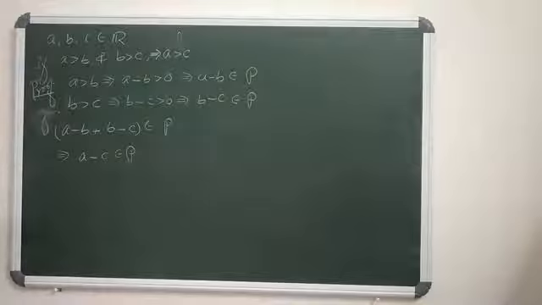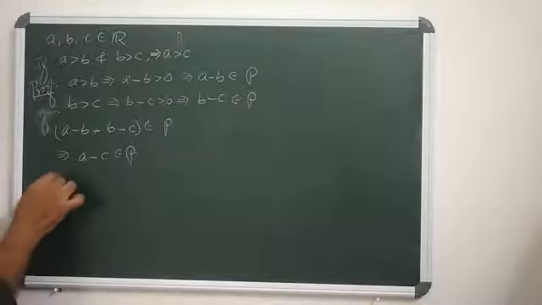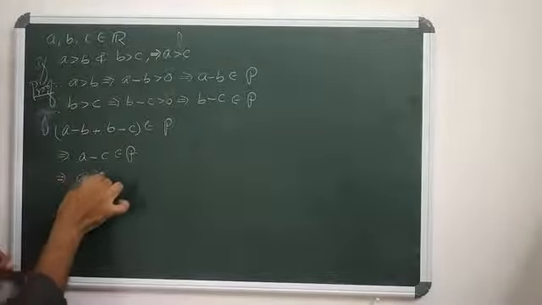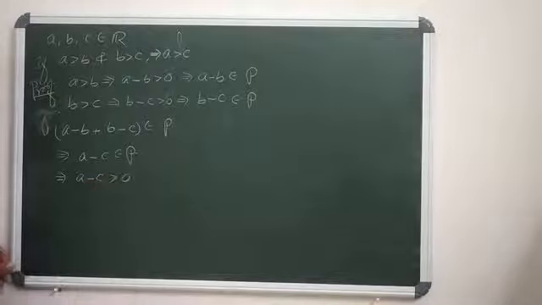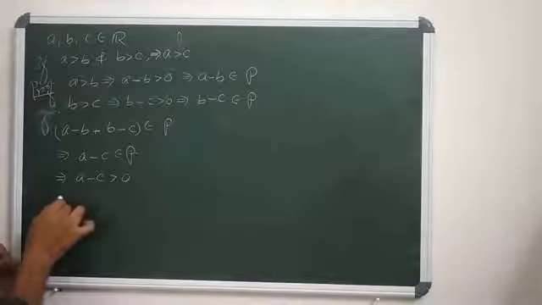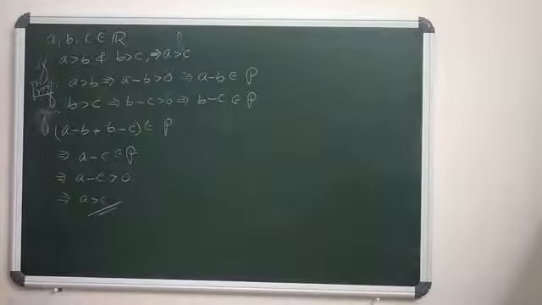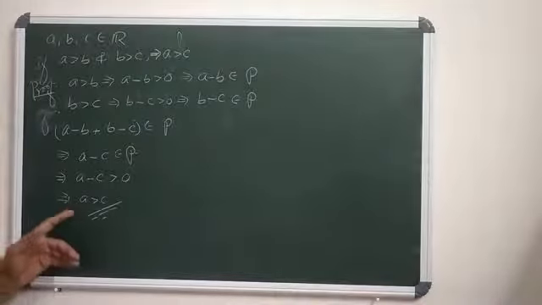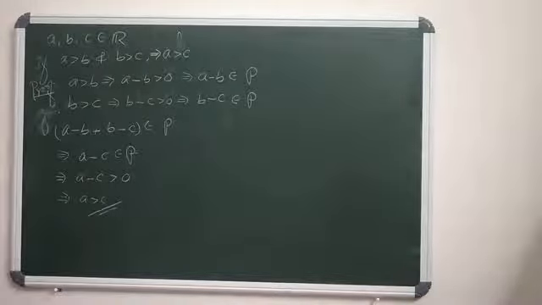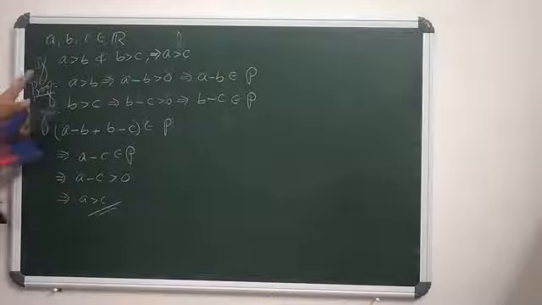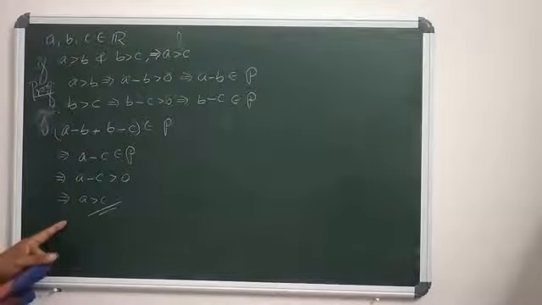A minus C falls in P means A minus C is a positive real number. That is, A minus C should be greater than 0, which means A is greater than C. So this is what we require here. When A is greater than B and B is greater than C, then surely A is greater than C. Okay, this is the transitive property. So the transitivity of real numbers is proved in this way.